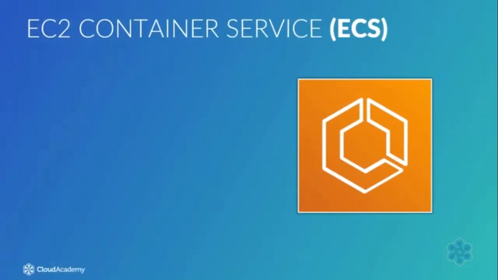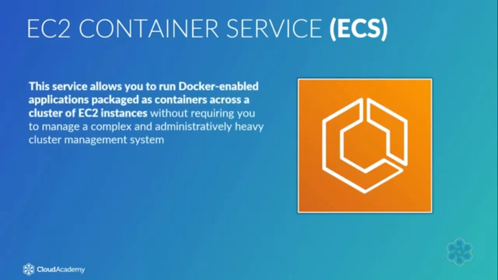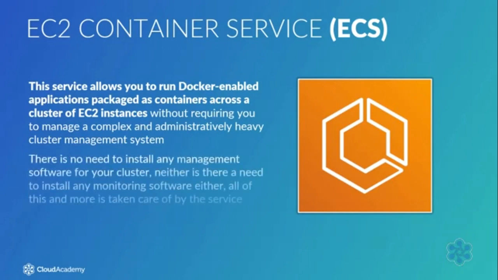The next service we looked at was the Amazon EC2 Container Service, known as ECS. This can be defined as a service that allows you to run Docker-enabled applications packaged as containers across a cluster of EC2 instances without requiring you to manage a complex and administratively heavy cluster management system. As a result, there is no need to install any management software for your cluster, neither is there a need to install any monitoring software either. All of this and more is taken care of by the service, allowing you to focus on building great applications and deploying them across your scalable cluster.